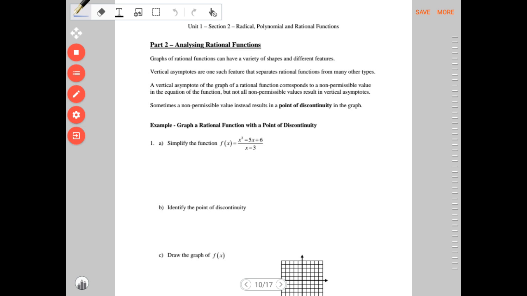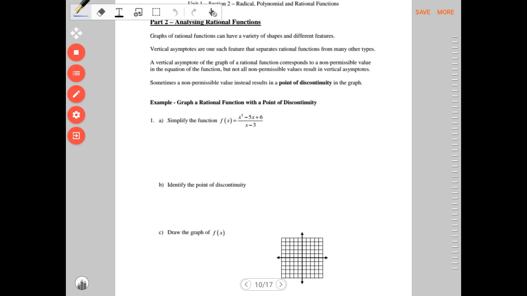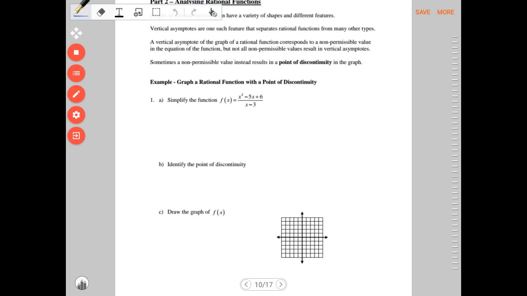Okay, so we're going to do an example where we have one of these points of discontinuity. Again, not a new concept. You did talk about this in Math 20-1, but we need to review it here. So you see this function, f of x, equals x squared minus 5x plus 6 over x minus 3. The first thing we're going to do with any kind of rational function like this is factor the top, factor the bottom if you can, and just see if anything cancels.